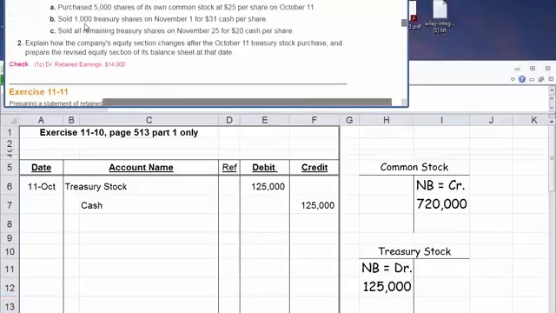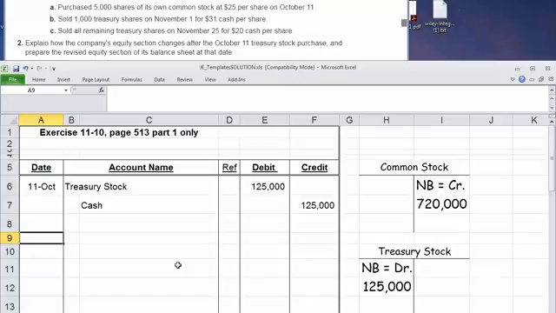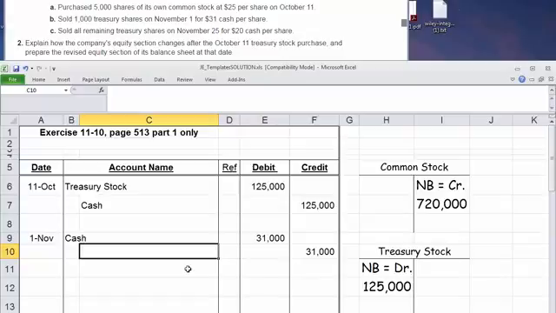The next one is sold 1,000 treasury stock. So we're going to sell 1,000 of the 5,000 treasury stock a few days later, November 1st, and the price we're selling for is $31, which is $6 more than our original cost. So on this date, November 1st, we're going to put our journal entry date. We are going to be receiving cash in the amount of 1,000 shares times the selling price of $31. So we should be receiving $31,000 for our sale of our treasury stock.